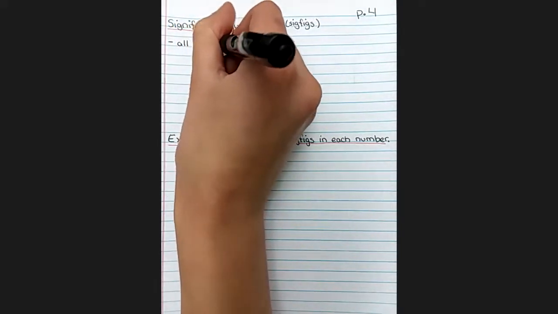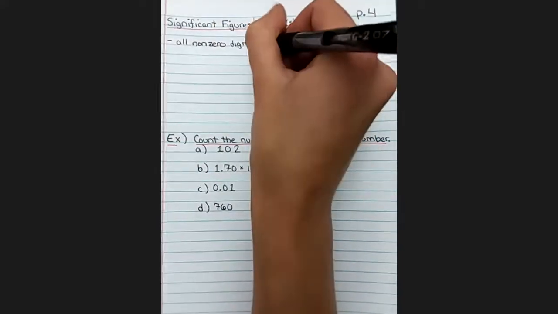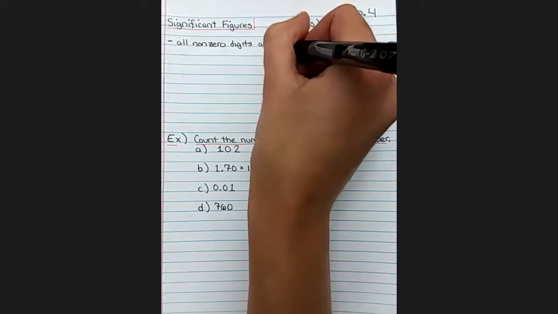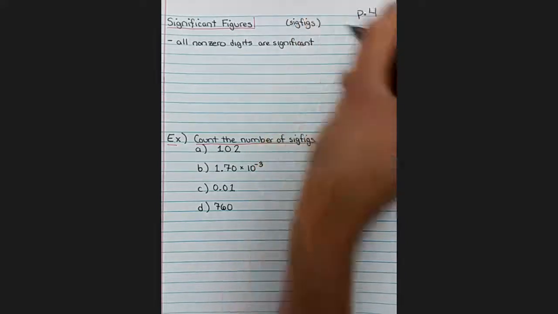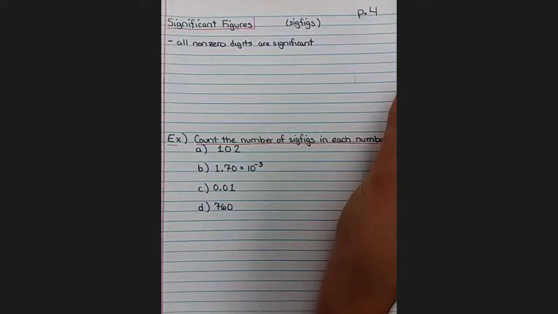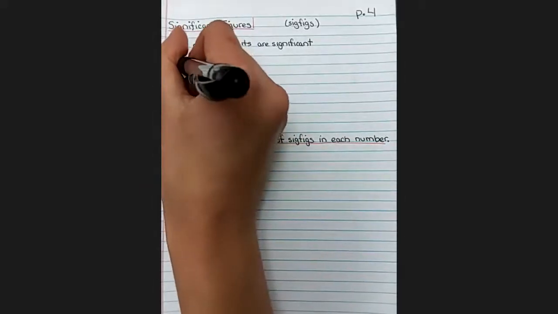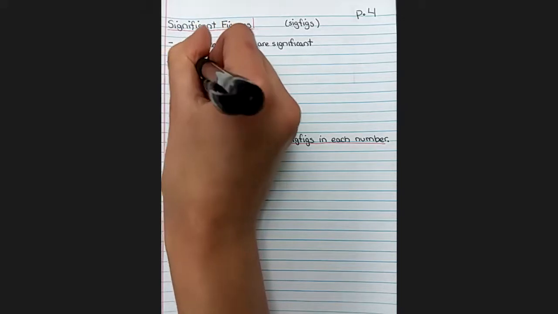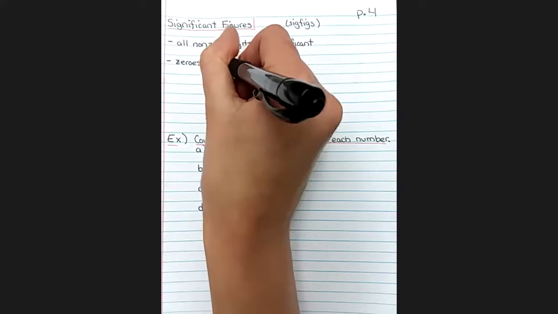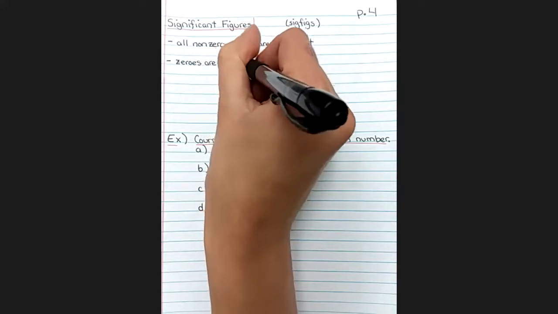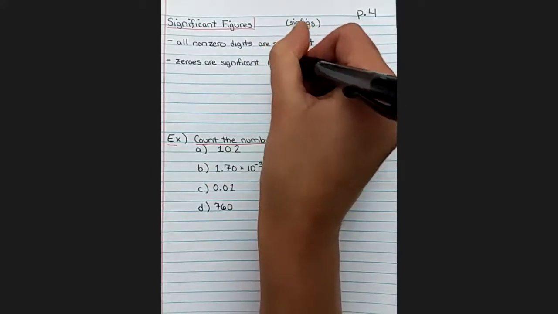So the first rule is that all non-zero digits are significant. So all the other numbers, 1 through 9, those numbers are always significant no matter where they are in the number. What we do have to worry about is zeros. There are a few cases where zeros don't count as significant figures. So zeros are significant, except for these two cases.